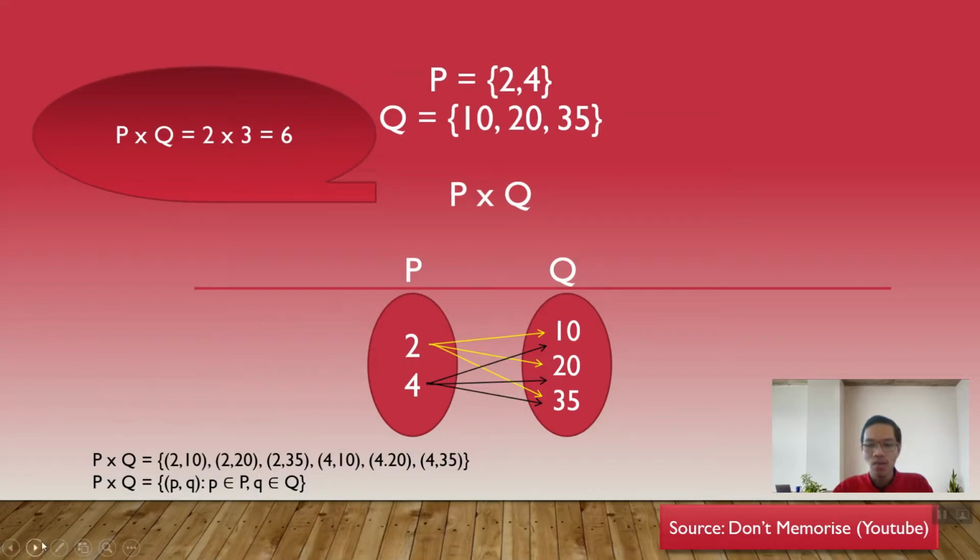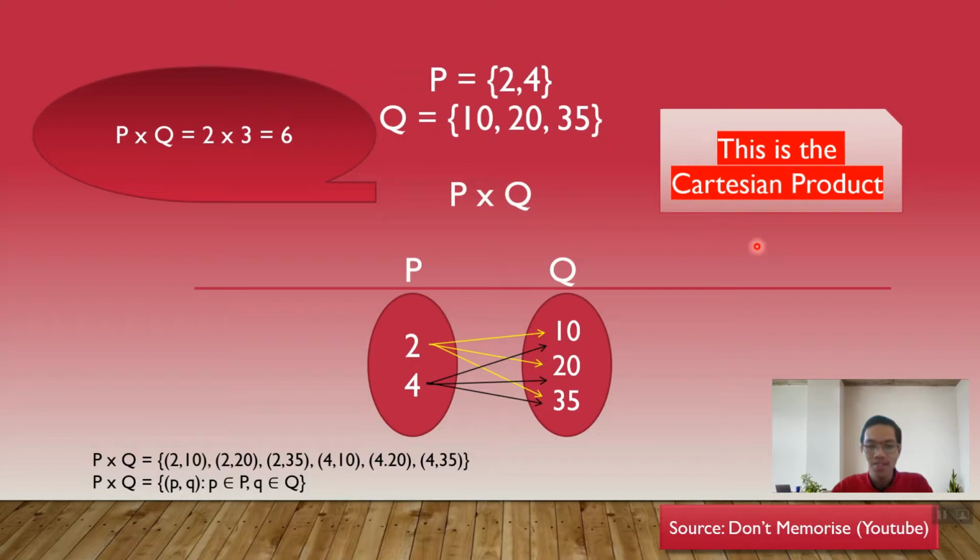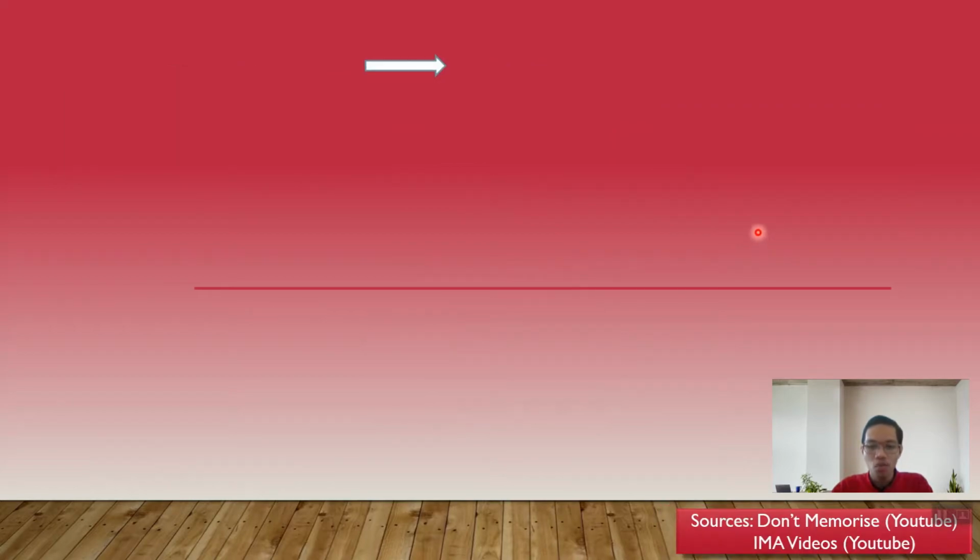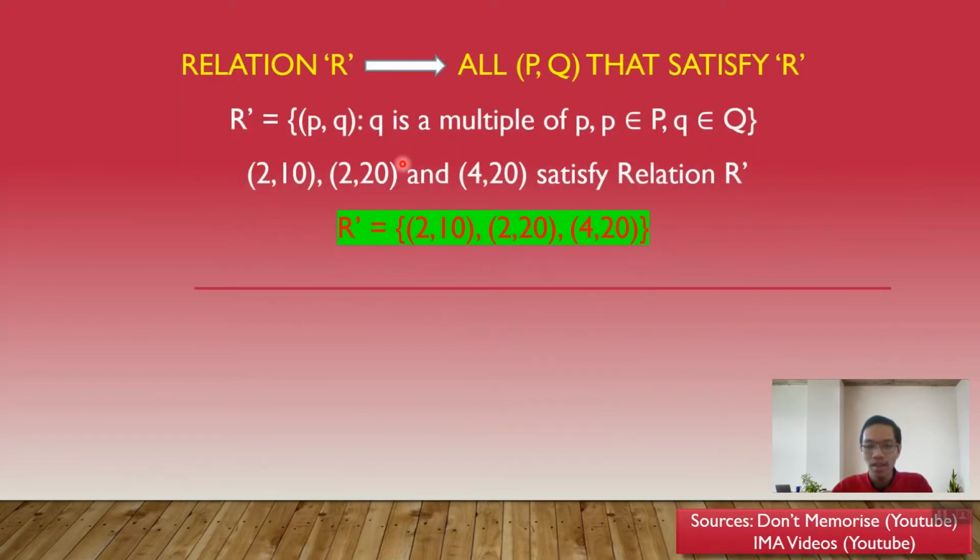From there, we get 6 ordered pairs in the form (p, q), where every p belongs to set P and every q belongs to set Q. So, this is what it means by Cartesian product. Now, let us deepen our understanding of what is relation and why Cartesian product is very important.